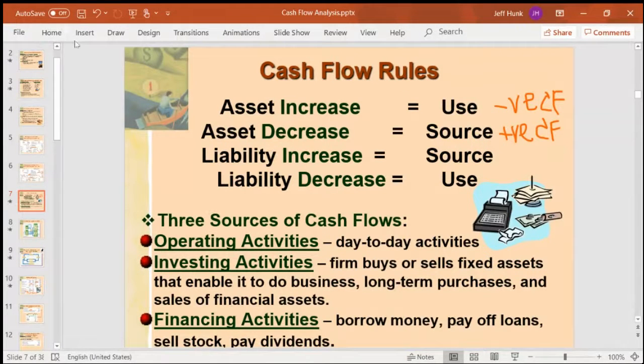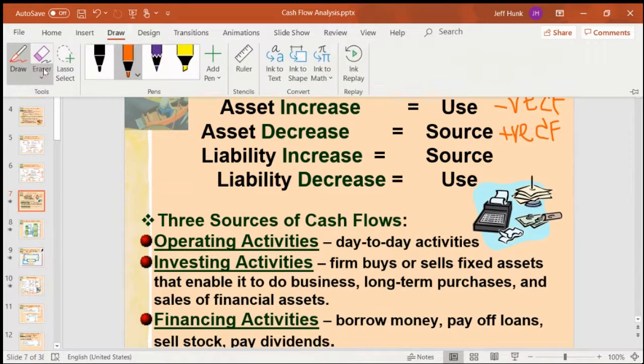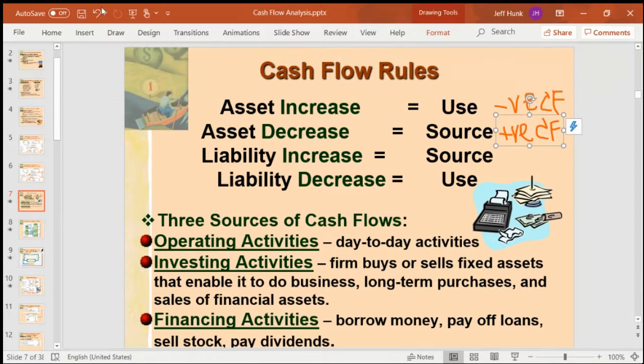So again, that's a positive cash flow, right? And then if the liabilities decrease, it's also obvious, right? That's negative cash flow, cash outflow, right? Because if you're paying off your debt, you're using cash, right?